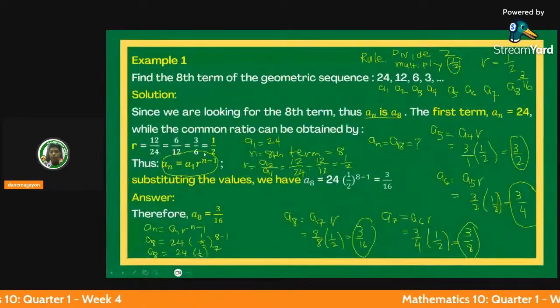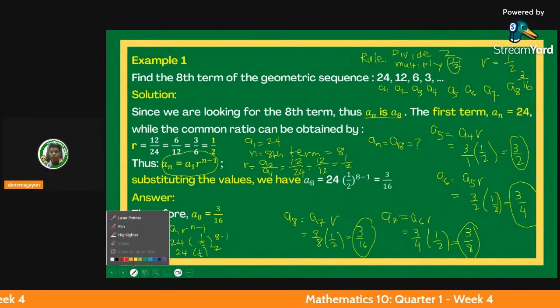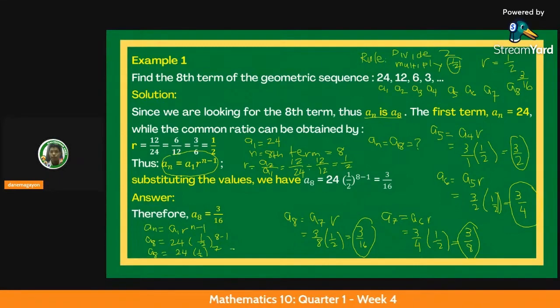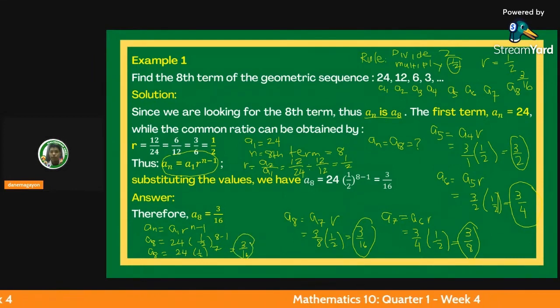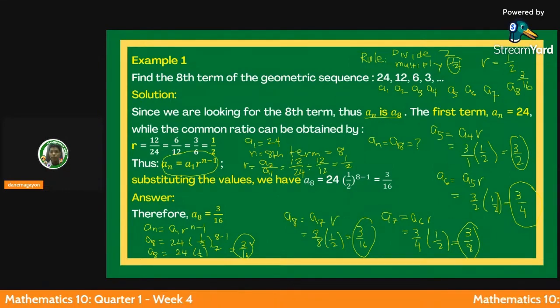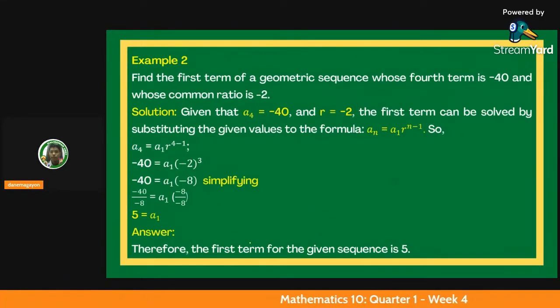So using the n term formula and then using yung manual approach natin, we will come up with 3 over 16 as our answer for the 8th term of the given sequence. So kayo nang bahala kung saan kayo mas madadalian between the two procedures or solutions. So next natin, doon tayo sa example number 2.